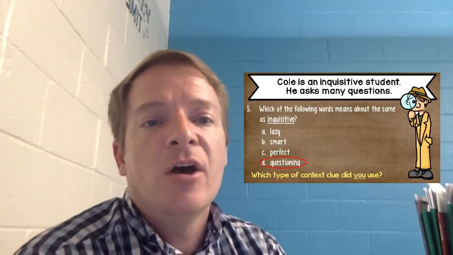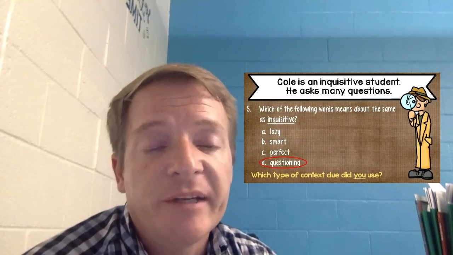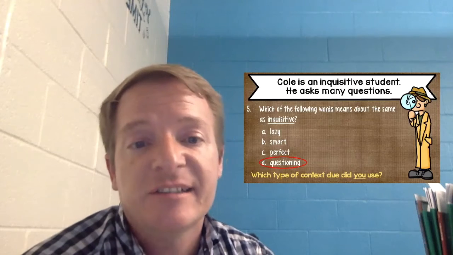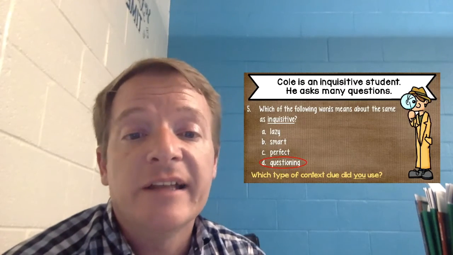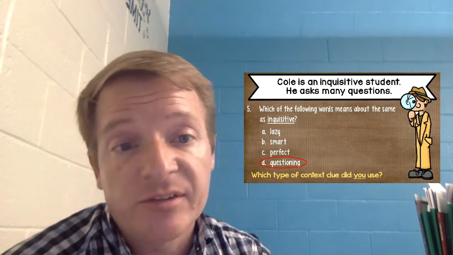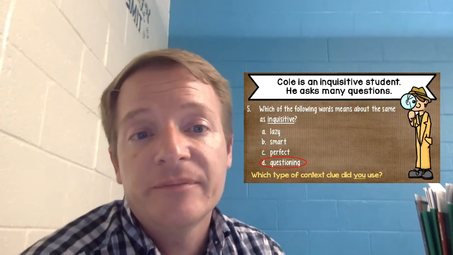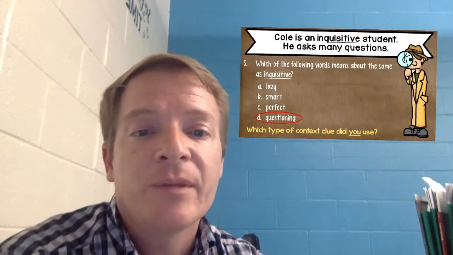Let's look at the next one. Cole is an inquisitive student. He asks many questions. Which of the following words means about the same as inquisitive: lazy, smart, perfect, or questioning? They said the answer is questioning, but they want to know which type of clue we used to figure out that answer. So, what could we say? He asked many questions. They kind of gave us the definition of the word inquisitive, asking many questions. So, this could be definition. It could also be an explanation of what inquisitive is. So, one of those two would probably work the best.